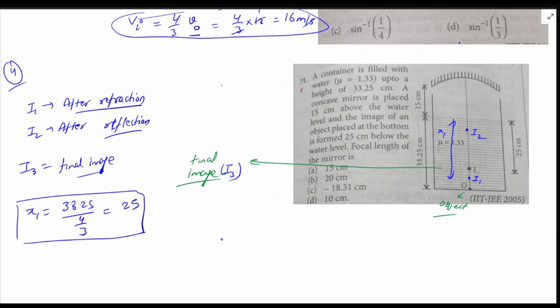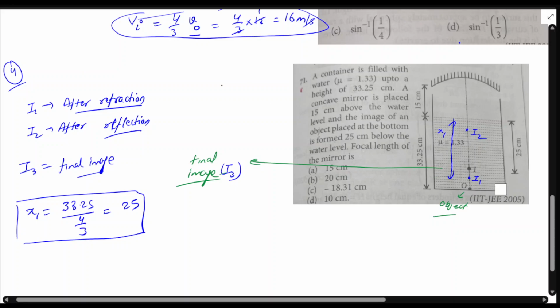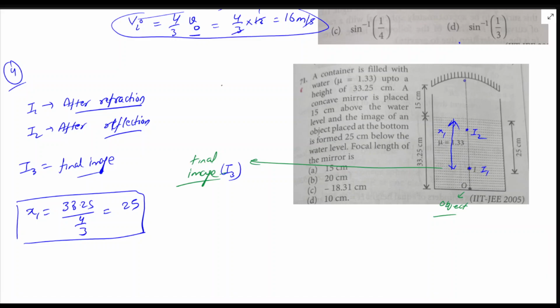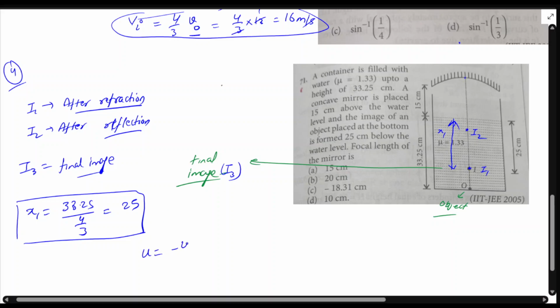What is happening is actually that I1 merges with I. So let's just put it here. This will be our I1. Now this I1 is actually the object for this mirror, so for you, it will be minus 40 centimeter. Are you getting me? And let's say F is like this and V is here.